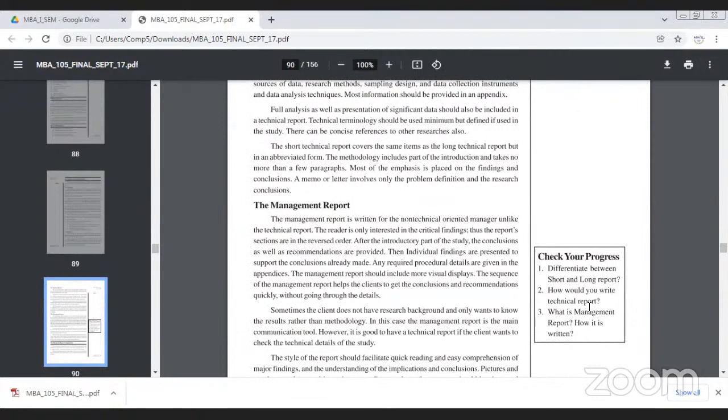The management report is written for the non-technical manager. Unlike the technical report, the reader is only interested in the critical findings. The report sections are in reverse order, starting with the results of the study. Conclusions as well as recommendations are provided.